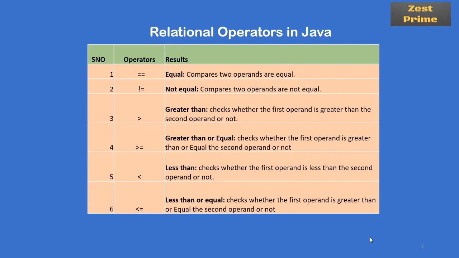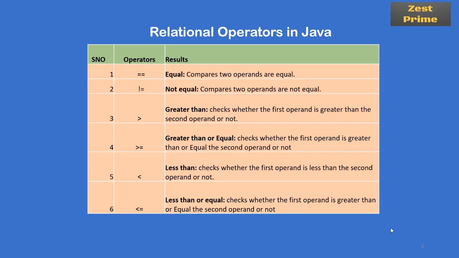So the first one, equal. It will try to compare the two operands, and it will produce a boolean value. This is very important: these relational operators will act on the same type, whether you compare two integers or two booleans, two floats, longs, like that. To make it simple, we are going to use integers. We are trying to compare whether the two integers are equal or not. Equal in the sense we are comparing the values. Based on that it will result in a boolean value. It can be true or false.